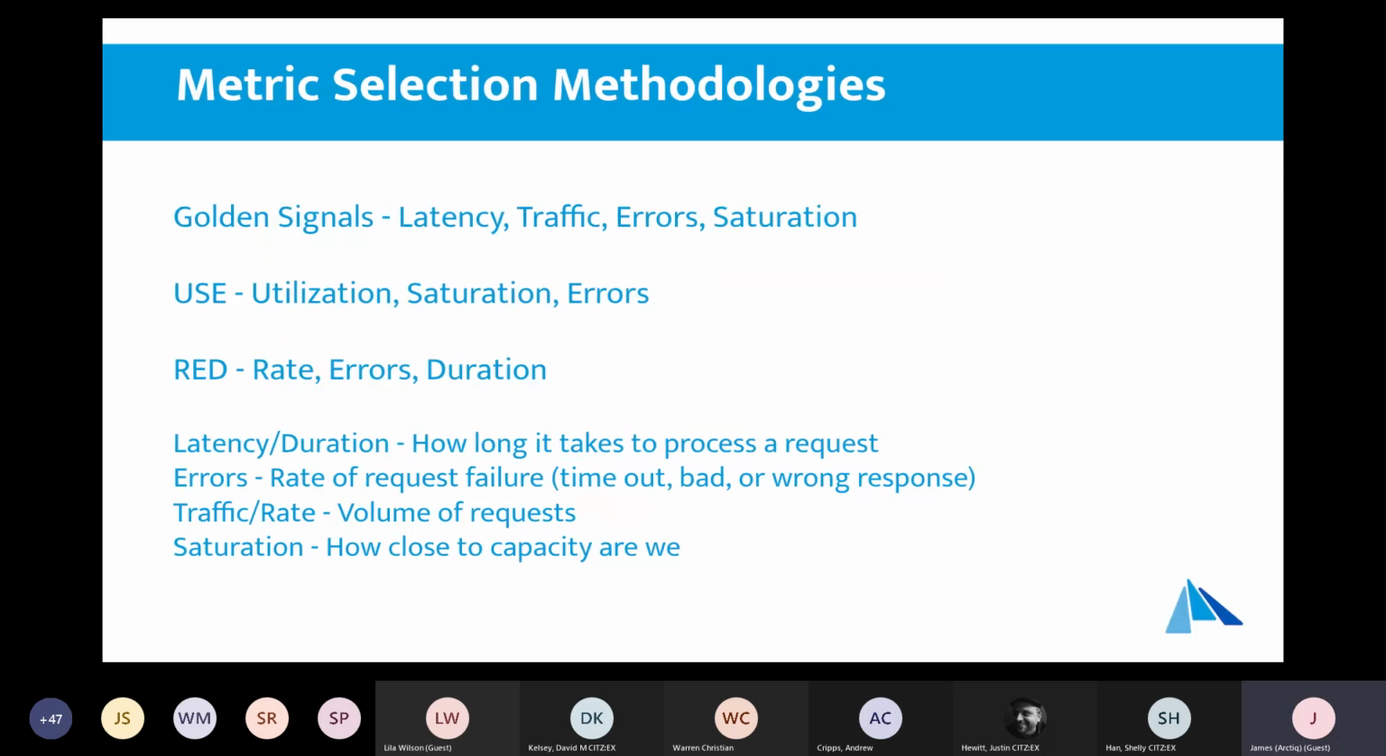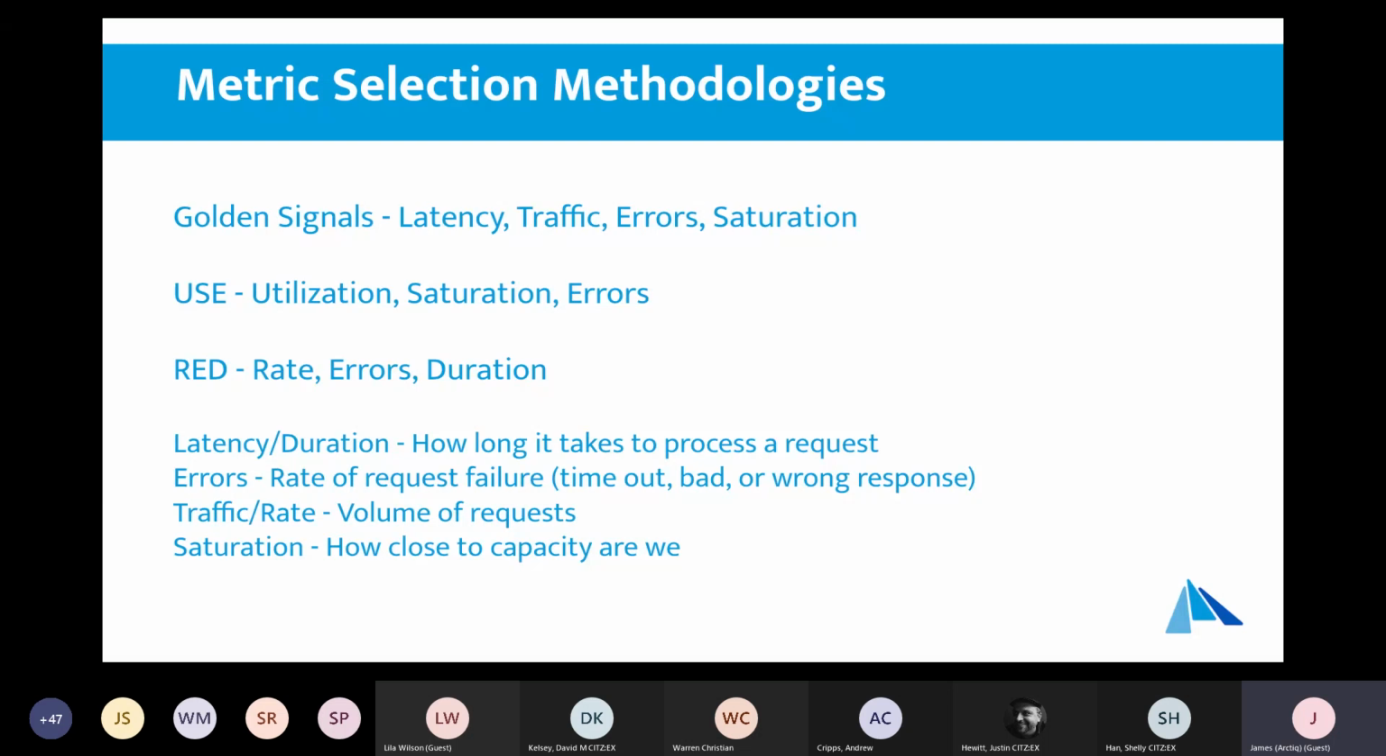As far as what you should instrument, what metrics should you select in monitoring? There are a couple of common methodologies that are used. There are the golden signals, which refer to latency, traffic, errors, and saturation. There's also the RED method, which is slightly different, but more of the same.